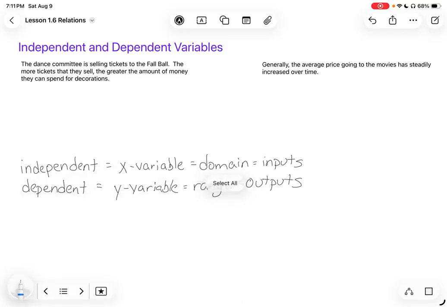It says the dance committee is selling tickets to the fall ball. The more tickets that they sell, the greater the amount of money they can spend for decorations. So the first thing we want to know is, what are the two variables here? Well, it says the more tickets that they sell, the greater the amount of money. And so our variables are tickets and amount of money.